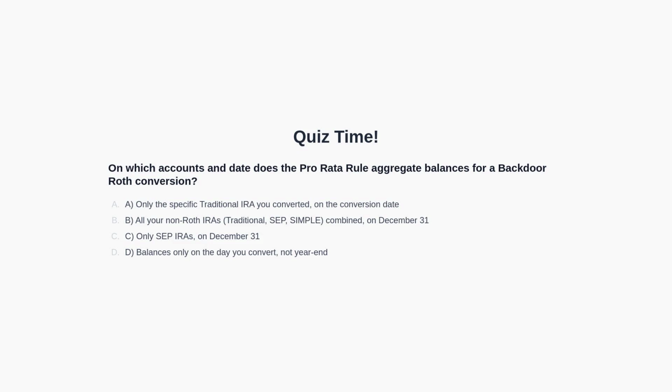Question: on which accounts and date does the Pro Rata Rule aggregate balances for a backdoor Roth conversion? Options are: A. Only the specific traditional IRA you converted, on the conversion date. B. All your non-Roth IRAs, traditional, SEP, and SIMPLE combined, on December 31st. C. Only SEP IRAs on December 31st. D. Balances only on the day you convert, not year-end.